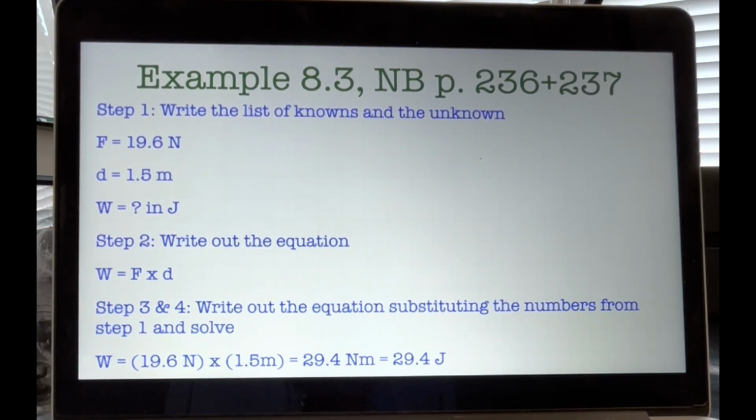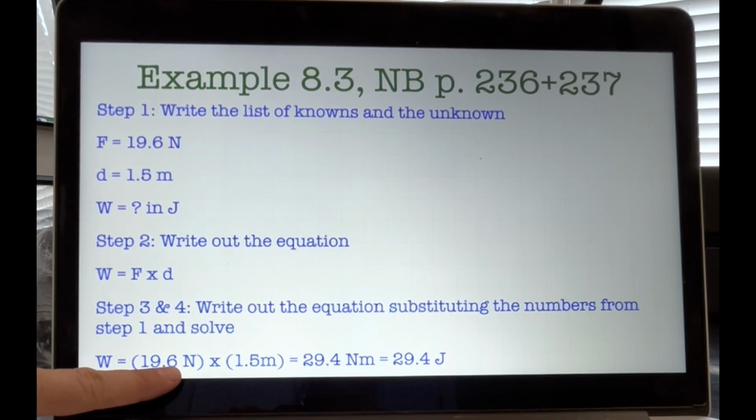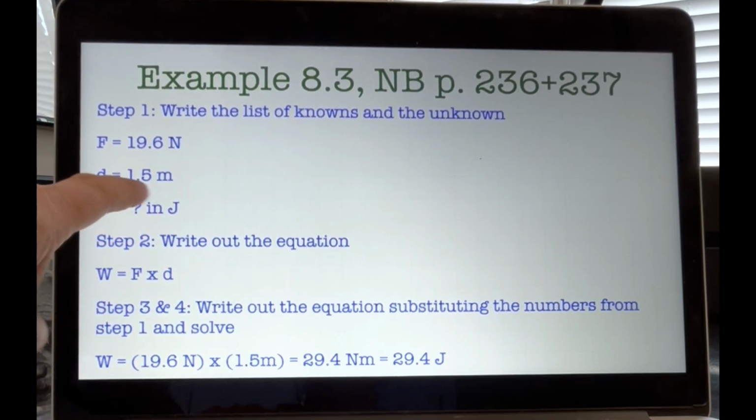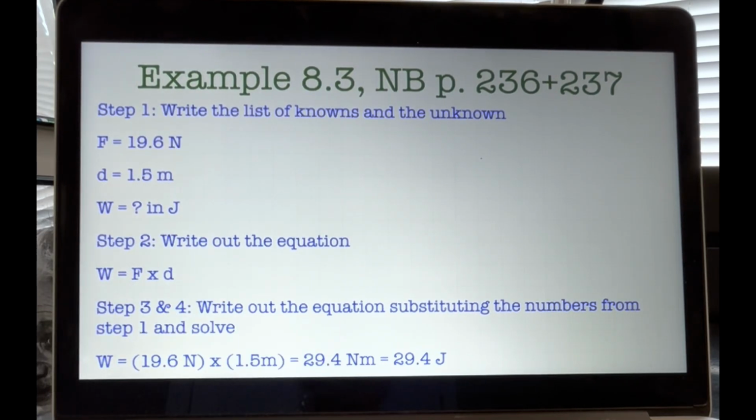So step 1, write the list of knowns and unknowns. We've done that. Step 2, what equation are we going to use? Work equals force times distance. Step 3 and 4, write out the equation substituting the numbers from step 1 and solve. So force times distance equals 29.4 newton meters, which is also equal to 29.4 joules.